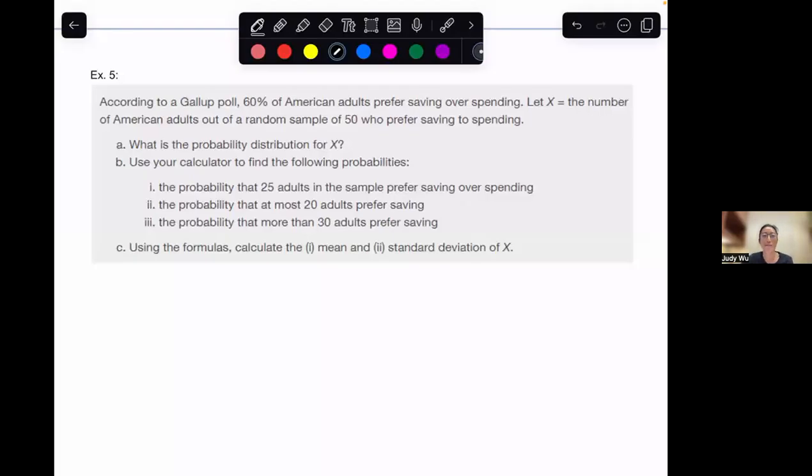Hi, folks. Welcome back to another example on how we use technology to help us find binomial distributions. All right. So in this example, we're looking at a Gallup poll.